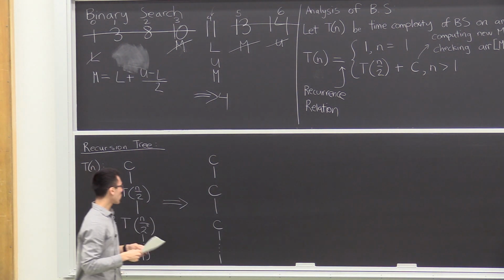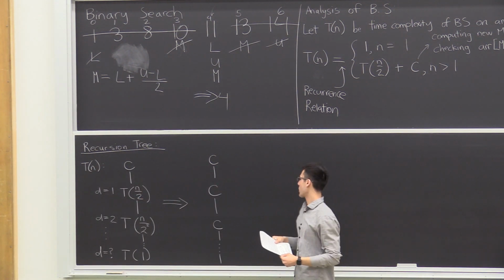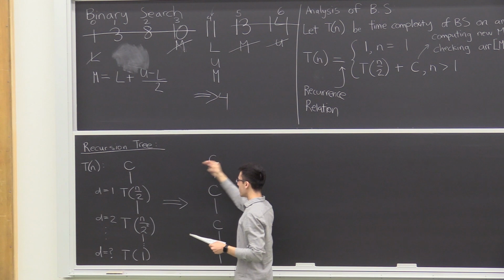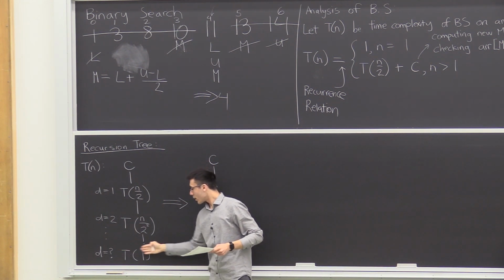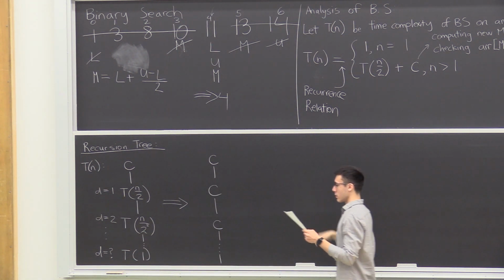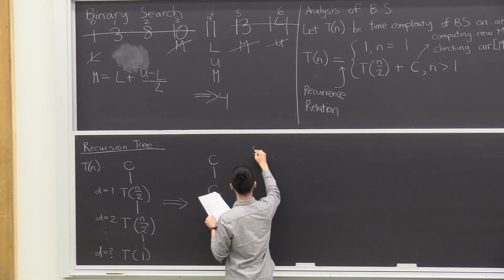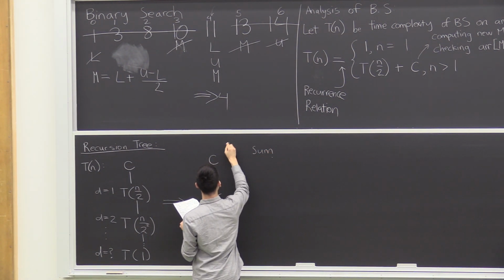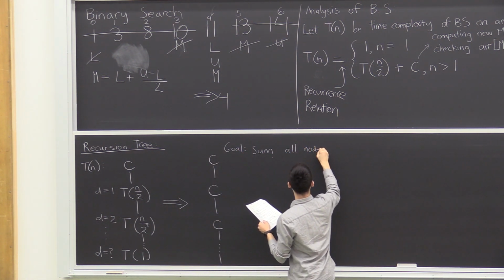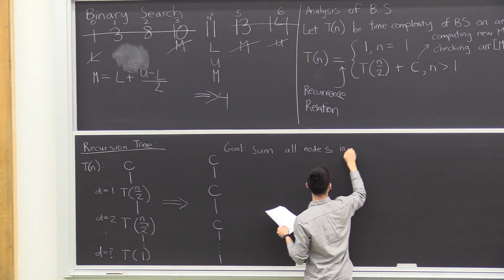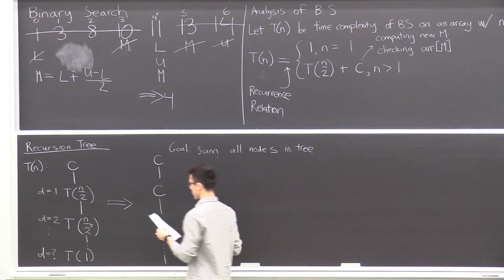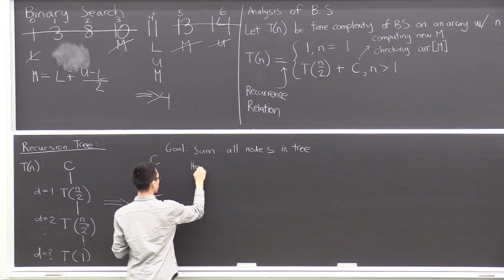So we want to sum all of these nodes, okay? I want to sum all of these nodes. And the way to do that is we're going to need to know how to predict what is this final d level. What is the depth of this tree? Okay, so the goal is to sum all nodes in the tree and figure out how many levels are actually in the tree. That's the question.